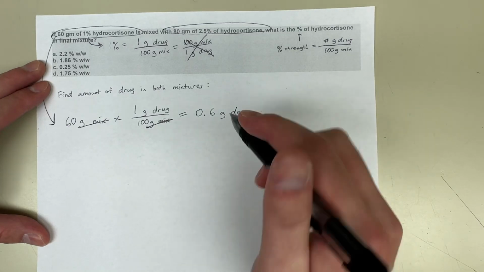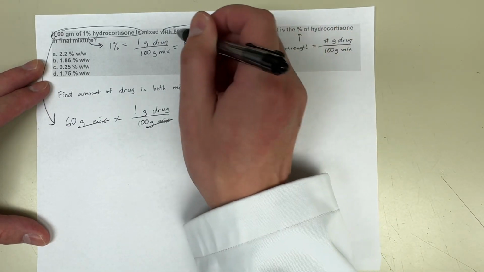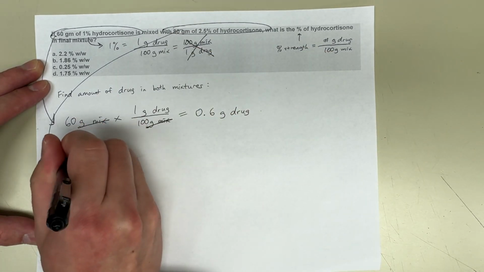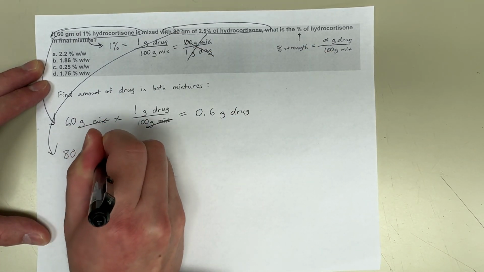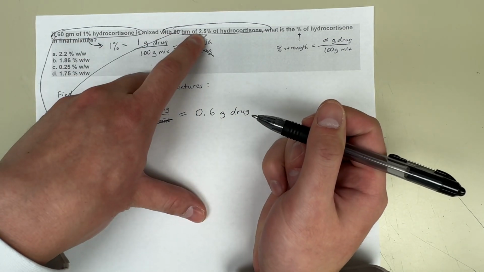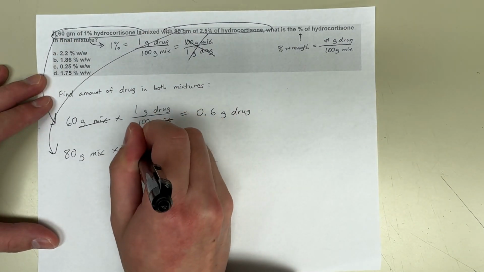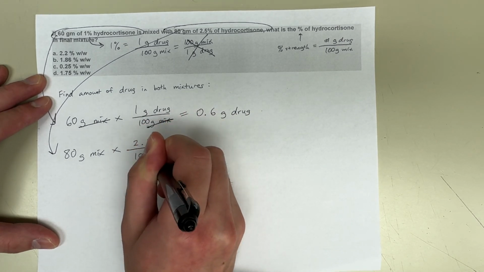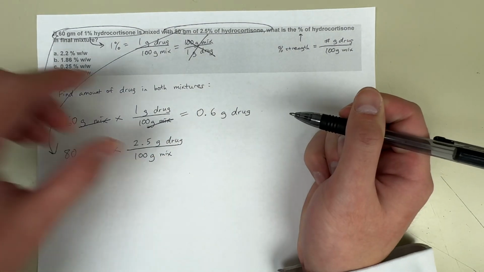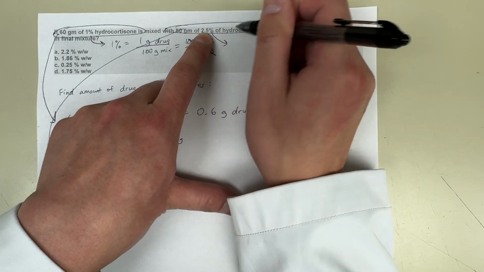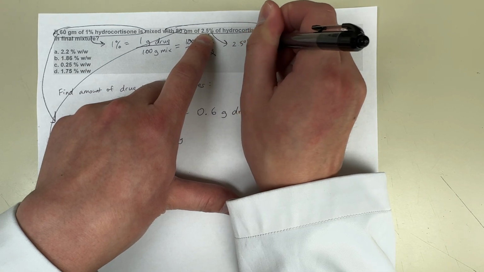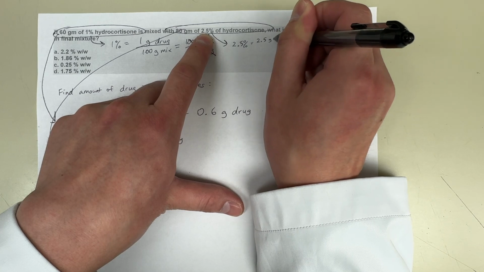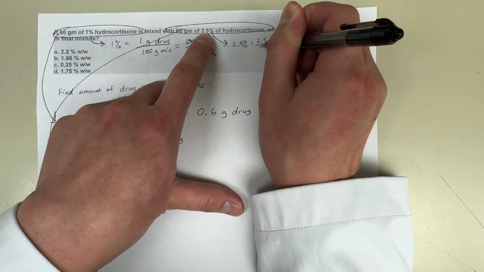So now I'm going to calculate the amount of drug in this mixture here. 80 grams of the mixture times the percent strength, 2.5%, which is the same thing as 2.5 grams of drug over 100 grams of mixture. So the same thing: 2.5%, that's 2.5 grams of drug over 100 grams of the mixture.